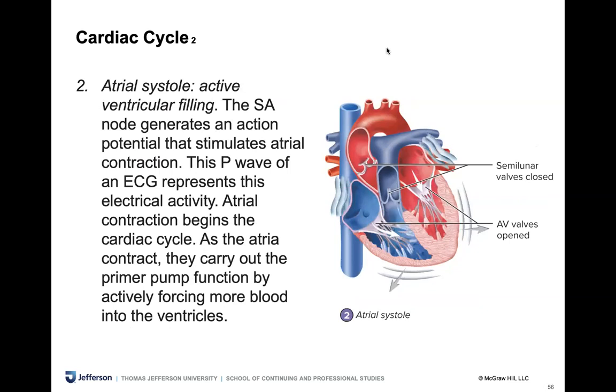Atrial systole, this is active ventricular filling. This is when the SA node generates an action potential and stimulates the atria to contract. The P wave of the ECG represents this electrical activity. Atrial contraction begins the cardiac cycle. As the atria contract, they carry out the primer pump function by actively forcing any remaining blood in the atria into the ventricles.